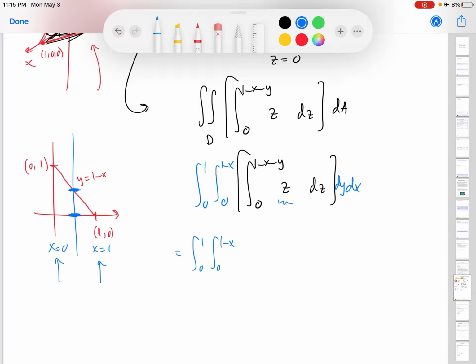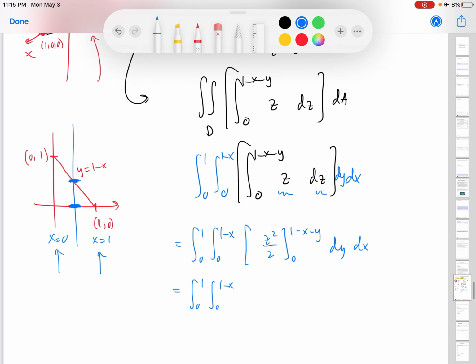I'm integrating with respect to z. So that turns out really nicely to be z squared over 2 from 0 to 1 minus x minus y. And that leaves me with this expression. I don't have to really put the 0 in there, I'm going to subtract 0 squared. So really I just have 1 minus x minus y squared over 2, dy dx.